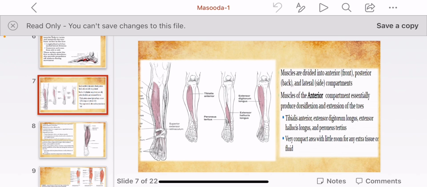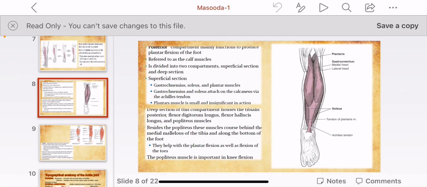Muscles are divided into anterior, posterior, and lateral compartments. Muscles of the anterior compartment essentially produce dorsiflexion and extension of the toes: tibialis anterior, extensor digitorum longus, extensor hallucis longus, and peroneus tertius. It is a very compact area with little room for any extra tissue or fluid.